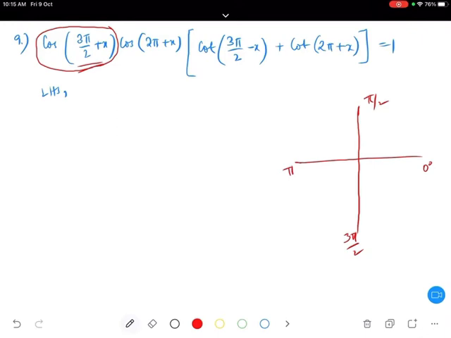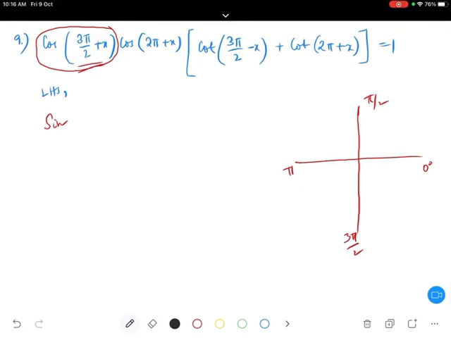First thing, 3 pi by 2 means what? It's an odd multiple of 90, right? So cos will become sine. Now tell me, 3 pi by 2 plus x lies in which quadrant? Think and answer. It lies in the fourth quadrant.